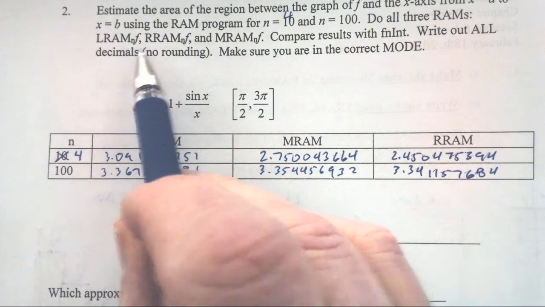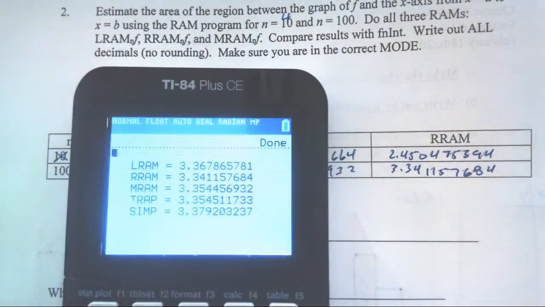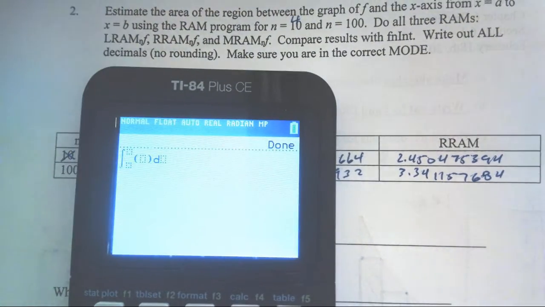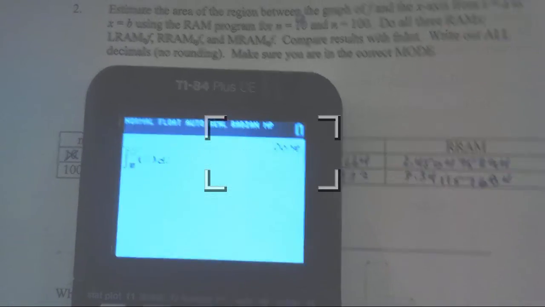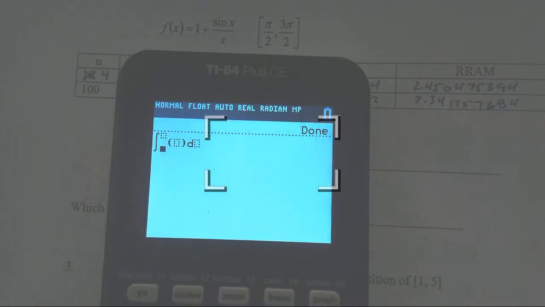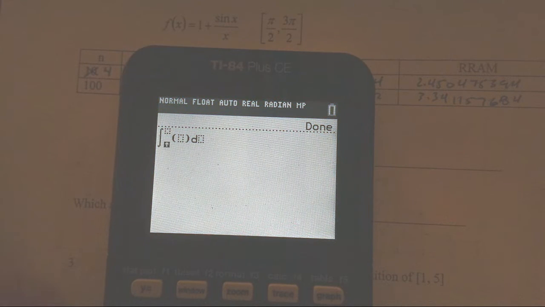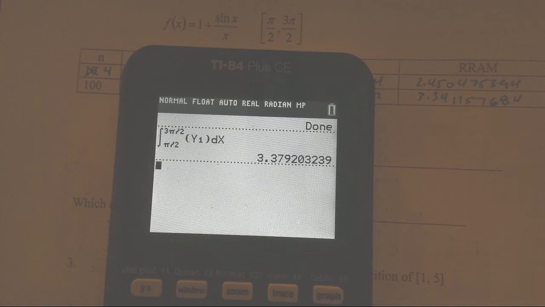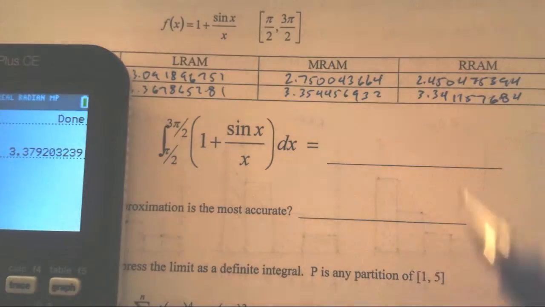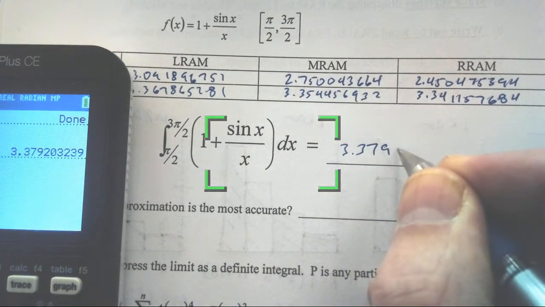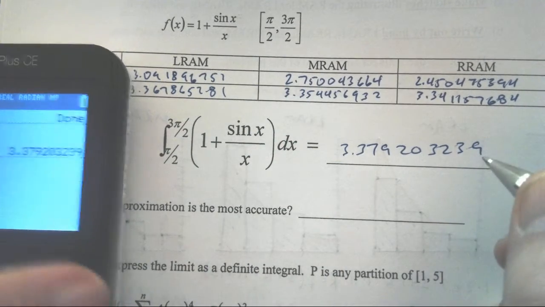And let's make sure. Do all 3 RAMs, did it? Compare results with fnInt. Okay, fnInt. So I'm going to go to Math 9, back in here, and I want to be integrating from pi on 2, excuse me, pi divided by 2 through 3/2 pi. So 3 pi divided by 2, and I could type the function in here, but I could also go to vars, y vars, variable 1 dx. And I get 3.379. Let me go ahead and copy that into here. 3.379203239.